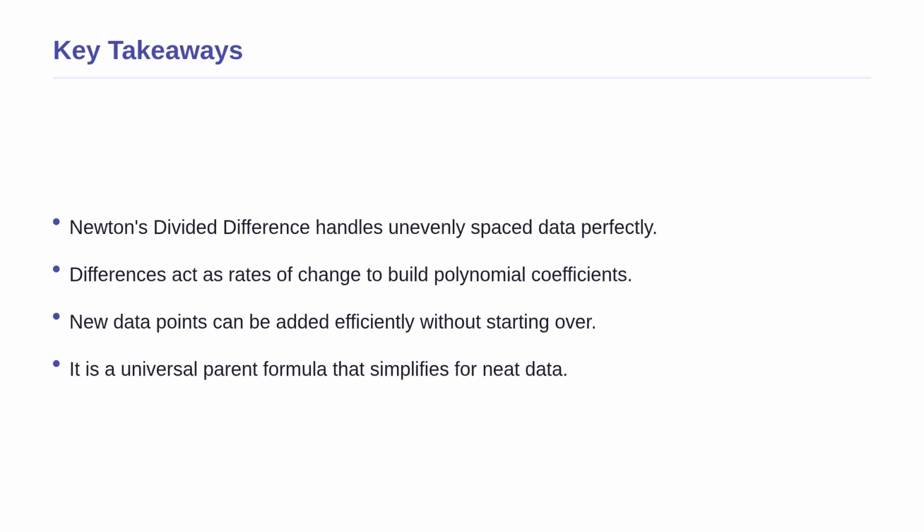We have covered a lot of ground today, so let us review the most important ideas. First, Newton's divided difference is an incredibly powerful tool for estimating values when your data points are scattered at uneven intervals. Second, by calculating rates of change over specific gaps, we build a hierarchy of differences that give us the exact coefficients for our polynomial. Third, this method is highly efficient, allowing us to add new data on the fly without recalculating everything. You now understand a universal parent formula that gracefully handles messy real world data. Excellent work today.